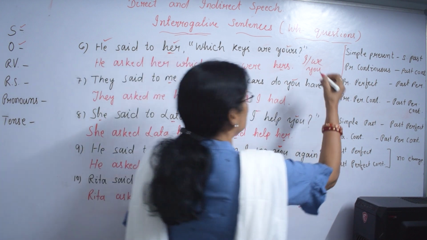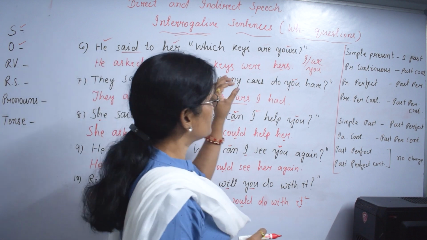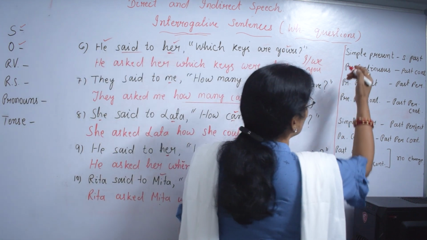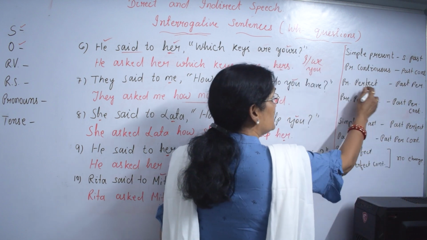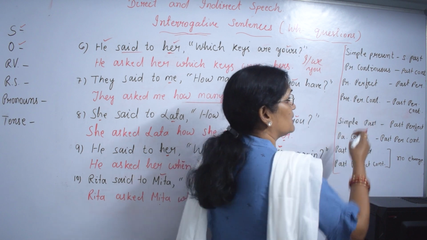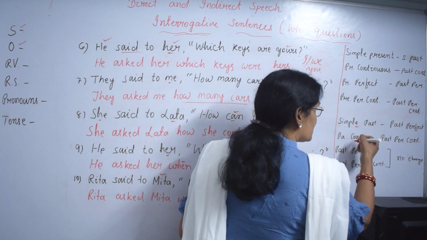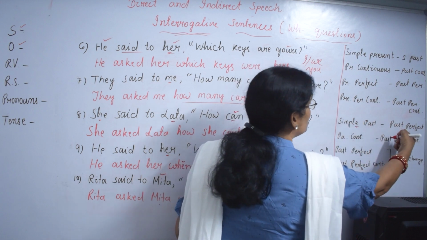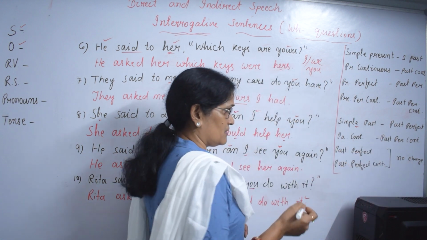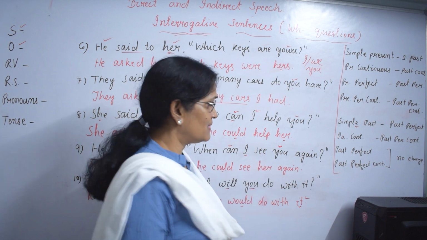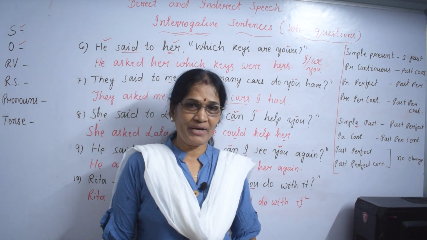Then when the reporting verb is in past form, we have to notice the tense. How are they changing? Simple present will be simple past, present continuous will be past continuous, present perfect will be past perfect, present perfect continuous will be past perfect continuous. If in reported speech simple past is there, that will be changed into past perfect. Past continuous will be changed into past perfect continuous. Past perfect will not be changed. Past perfect continuous will not be changed. I hope you get the concept clear.